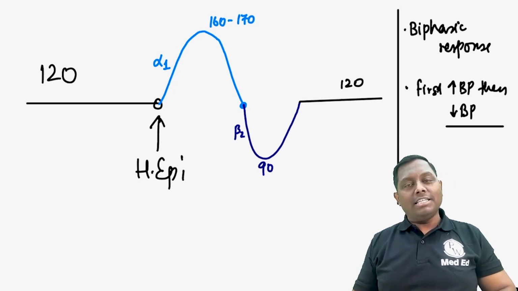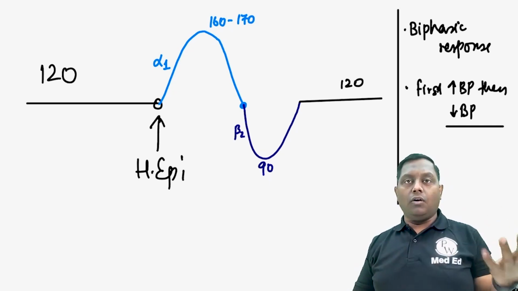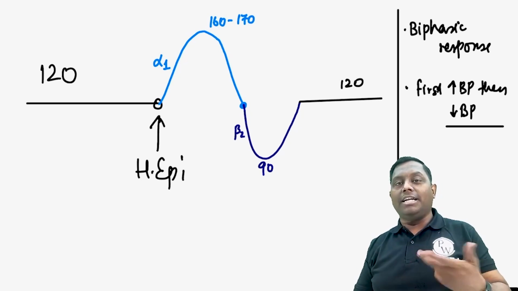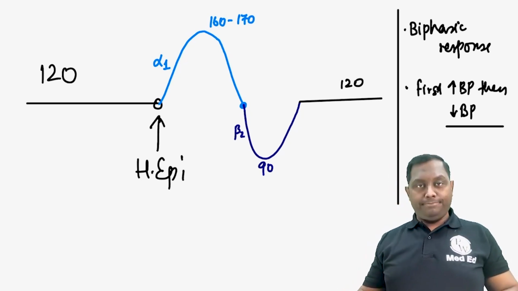Because the examiner asks you about the effect of epinephrine on the blood pressure: only increase, only decrease, first decrease then increase, or increase then decrease. ऐसे करके चार ऑप्शन आएगा. Now ये तो हो गया normal.